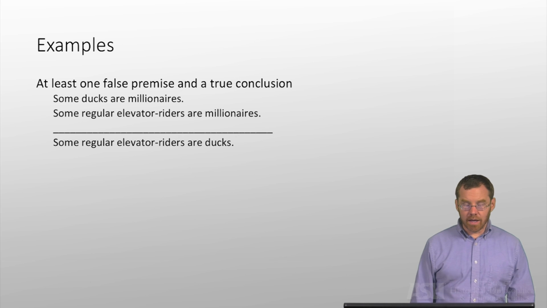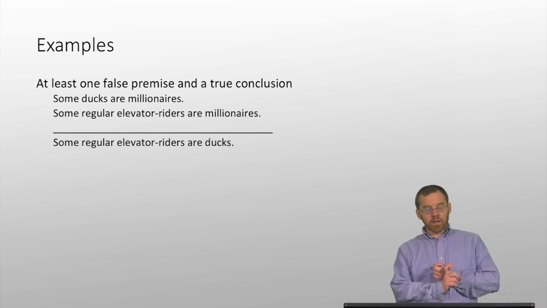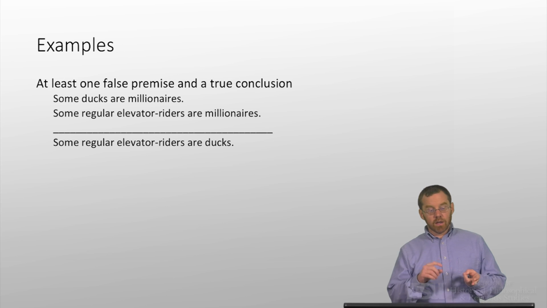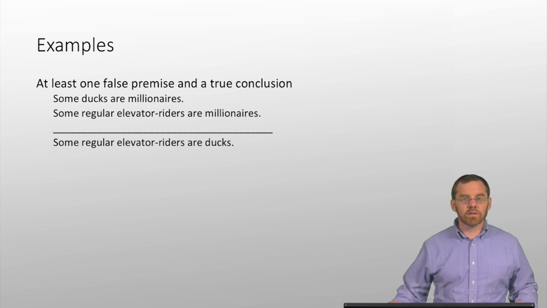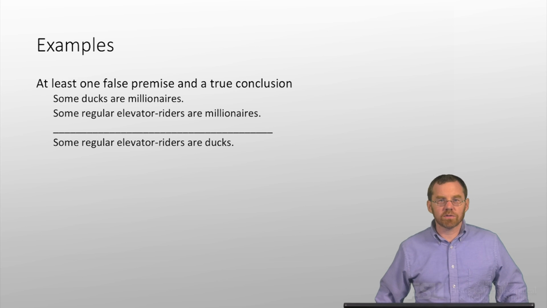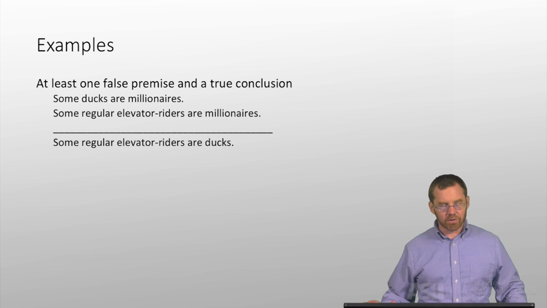Here's one with at least one false premise and a true conclusion. Some ducks are millionaires. Some regular elevator riders are millionaires. Conclusion, some regular elevator riders are ducks. Now, are some ducks millionaires? No, only in Disney cartoons. All right, maybe there's someone out there who's given $1 million to their pet duck in their will. I don't know. I'm hoping that's not true. Okay. But let's assume that no ducks are millionaires.